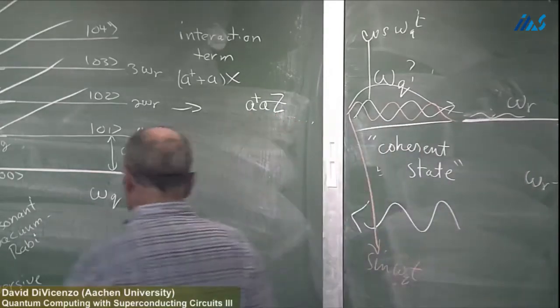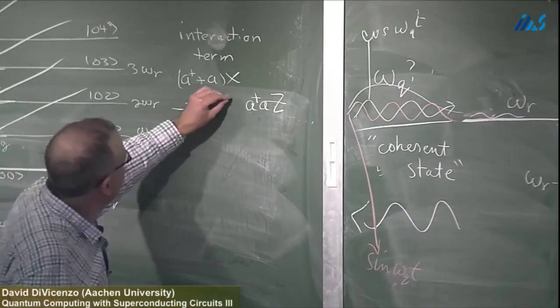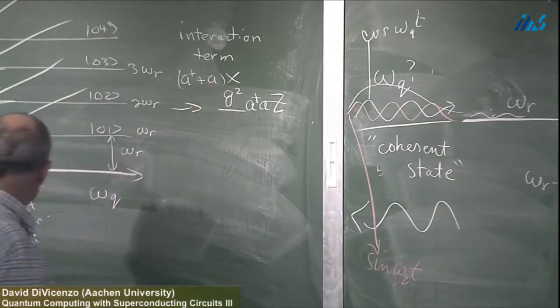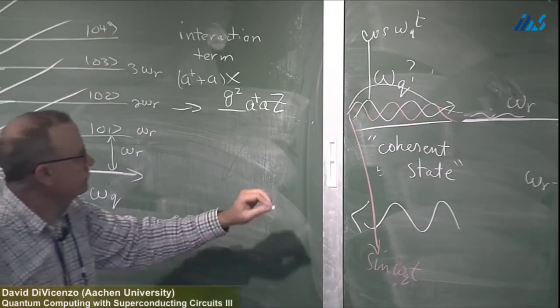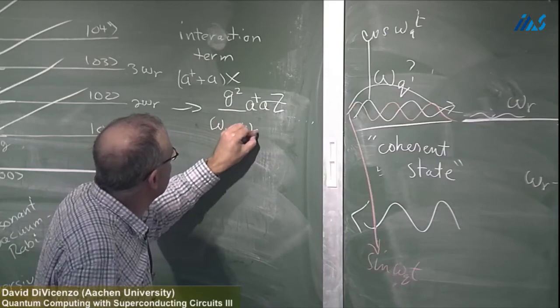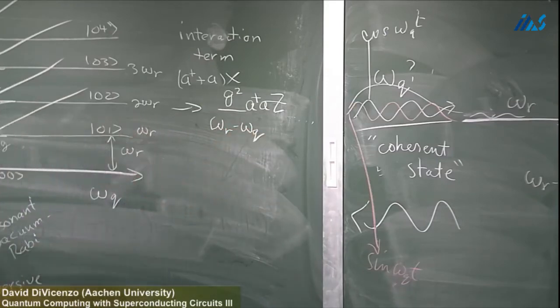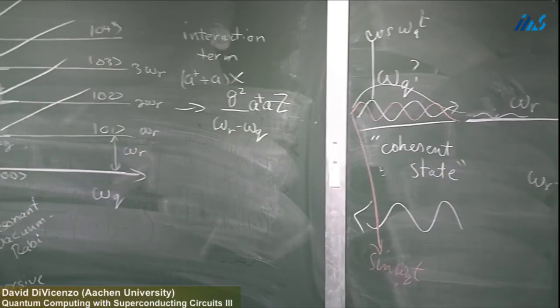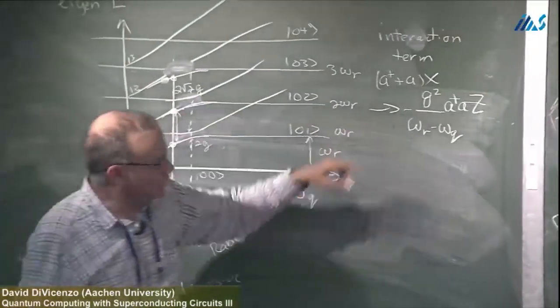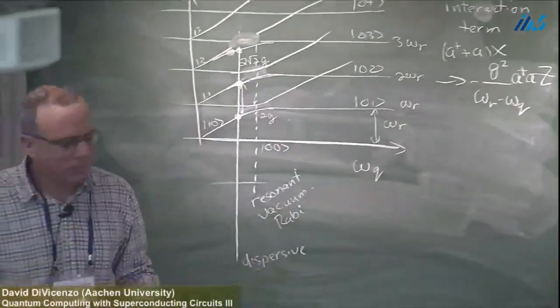And that's as much of a derivation as I'll give today. And the prefactor is g squared divided by this difference. Well, it's omega r minus omega q. And have I got the sign right? I'm not sure. I think I don't, so I'll put a minus sign here. But that's sort of provisional at this instant.